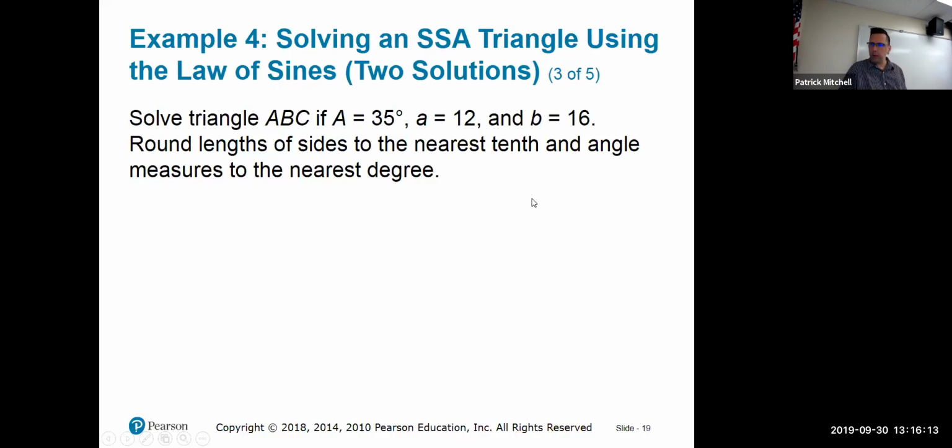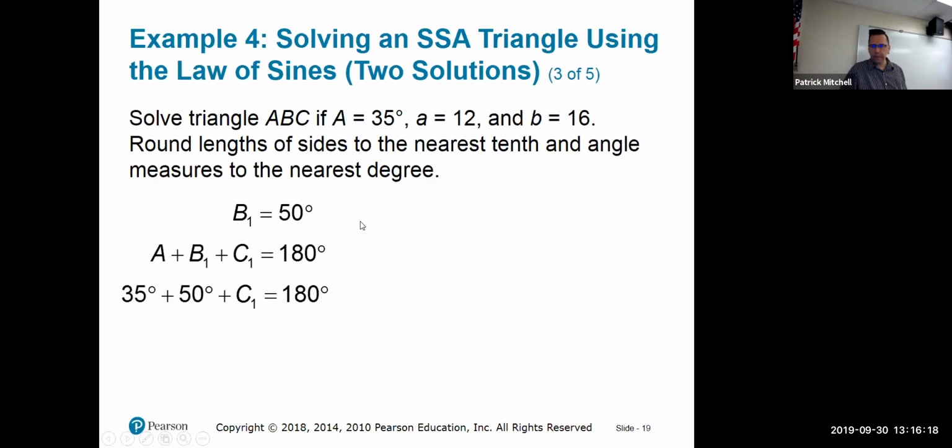So continuing with example 4, now we're working on finding the first version of angle C. They're calling it C1. This is the one that goes with the 50-degree angle for B. The way that you find that angle C is the usual. You use the fact that the three angles have to add up to 180. So in this case, A is 35 degrees, B is 50 degrees, which means that C will be 95 degrees.